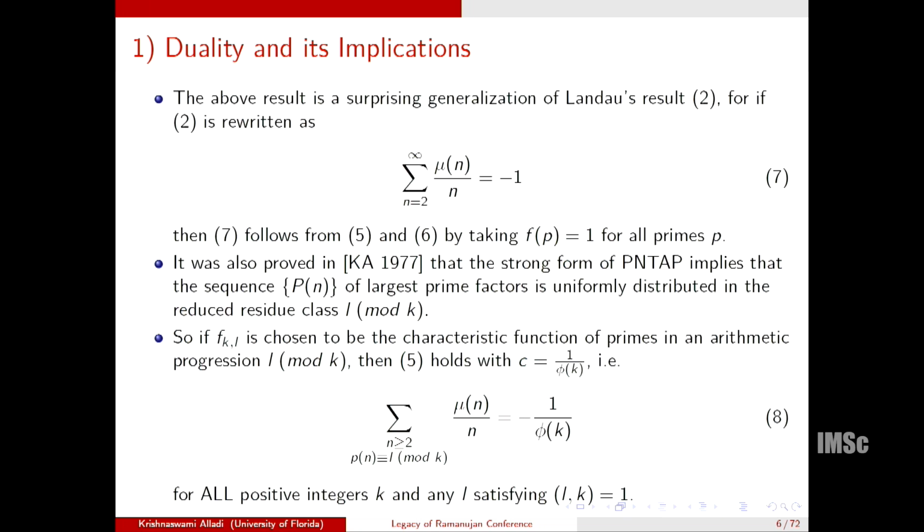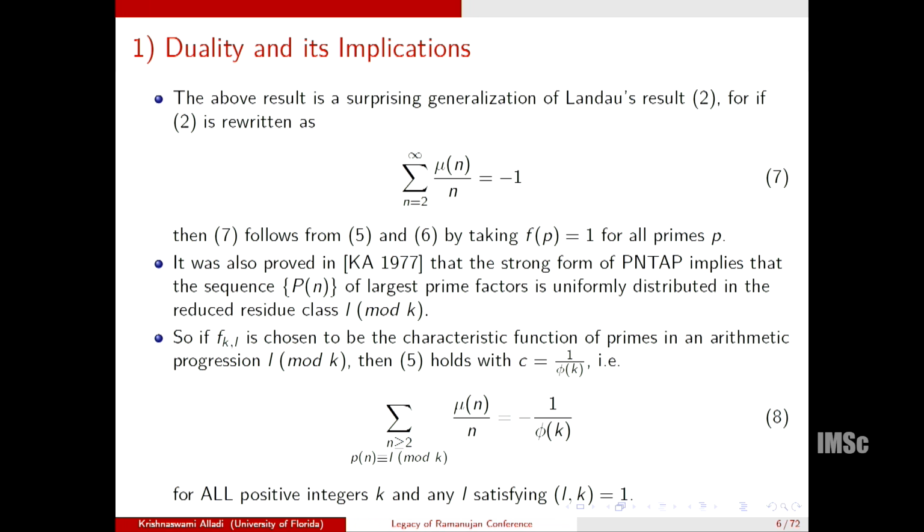But we need some striking special cases. To make any theory interesting, you must have some really striking special cases. So special case the following. Choose your function f on the primes to be the characteristic function of primes in an arithmetic progression L mod k. So now the point is this.